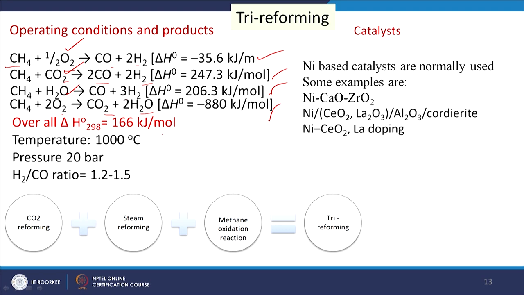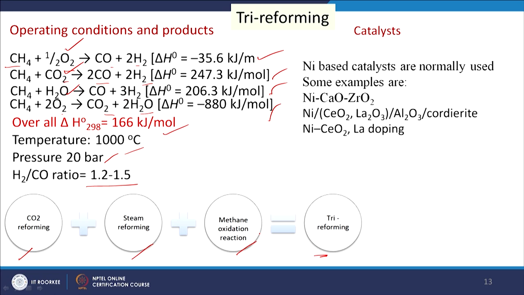So, overall heating value is 166 kilo joule per mole, temperature 1000 degree centigrade and pressure 20 bar, hydrogen to carbon monoxide ratio 1.2 to 1.5. So, here we are getting trireforming, that is carbon dioxide reforming, steam reforming and methane oxidation reactions.